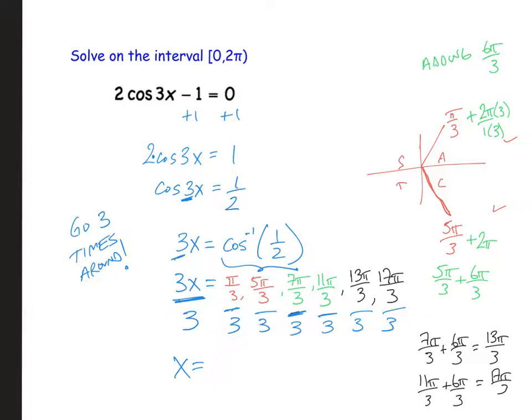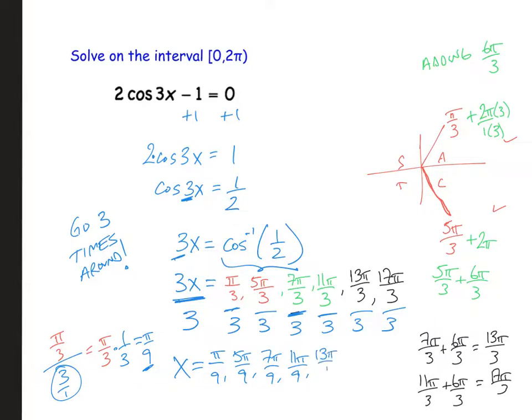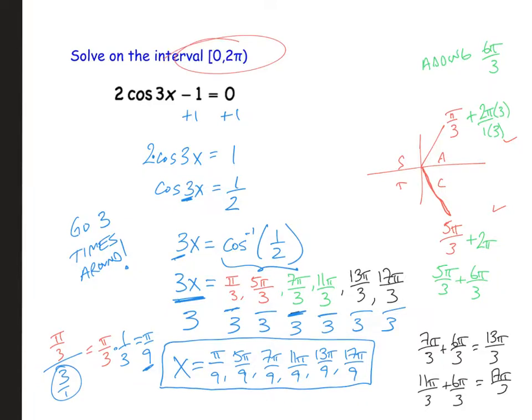Okay, now just a little side work, just to be careful. If you have pi over 3 divided by 3, that would be the same thing as pi over 3 times the reciprocal, which would be 1/3. And when you multiply those together, you get pi over 9. So when we're dividing all of these by 3, the denominators are all going to be 9s now. So I'll have pi over 9, 5 pi over 9, 7 pi over 9, 11 pi over 9, 13 pi over 9, and 17 pi over 9. And those are all of my solutions, and they all fall in the interval 0 to 2 pi.